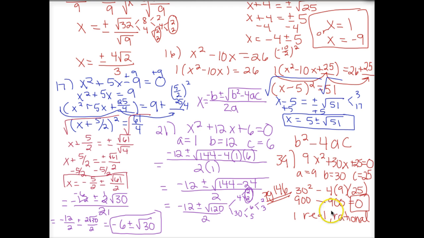You need to know if the discriminant is negative, that means there are two complex conjugate solutions. If the discriminant is 0, one real rational. If it's positive and a perfect square, that means there are two real rationals, and positive, not a perfect square, two real irrationals. So I gave you an example of each in your review problems.